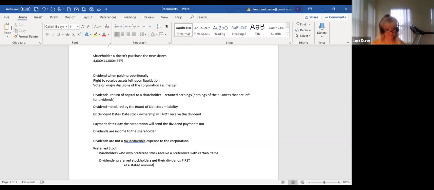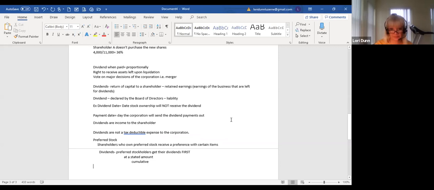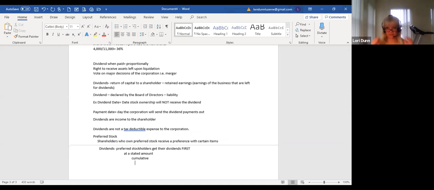Also, they could be what's called cumulative. Cumulative is the more common type of dividend on preferred stock. Remember what I said about common stock. Dividends are not a guarantee. So the board of directors does not have to declare a dividend in a year. It's not required.